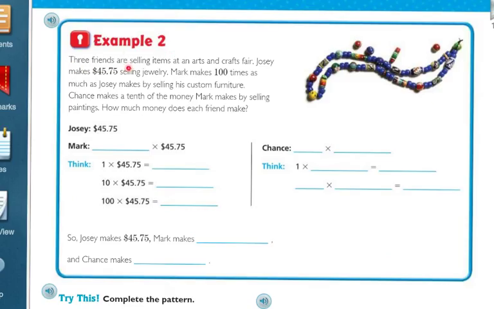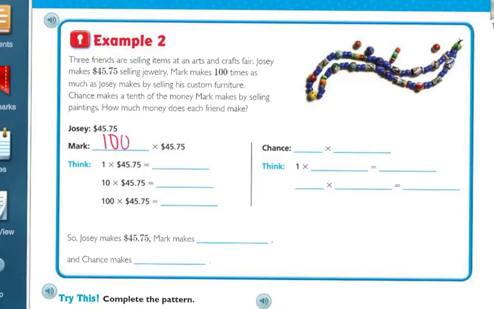Example 2. 3 friends are selling items at an arts and crafts fair. Josie makes $45.75 selling jewelry. Mark makes 100 times as much as Josie makes by selling his costume furniture. Chance makes 1/10 of the money that Mark makes by selling paintings. How much money does each friend make? So let's take it apart. So we have Josie, right? 45.75. Mark makes 100 times as much.